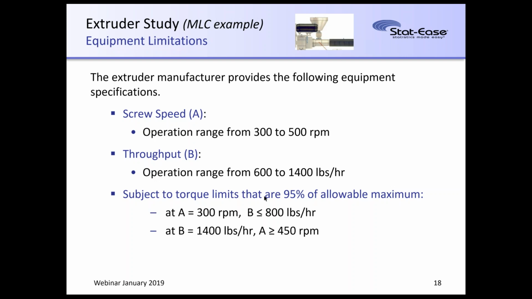And so we do some range finding experiments, and we find that at 300 RPM, we can go up to but can't go beyond 800 pounds. And so we just start at 300 and keep increasing the throughput till we get to 95%. We find out that's 800 pounds. Then we run it at 500 RPM and 1400 pounds per hour. And then we start decreasing the screw speed till we hit 95% of the torque limit. And that occurs at 450 RPM.